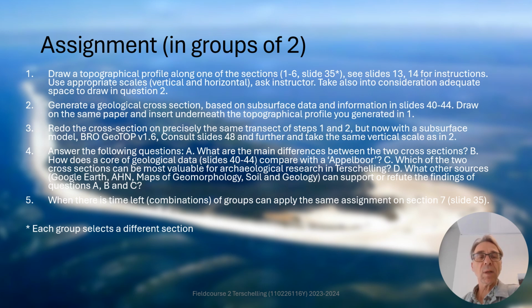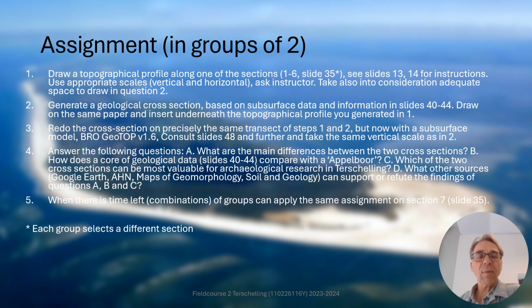But then, if you've done 1 and 2, you can redo the cross section on precisely the same transect as steps 1 and 2, but now with a subsurface model. I would not use the DGM, but I would use the GeoTOP V1 and consult slides 48 and further, and use the same vertical scale as in 2. So then you have a good way of comparing. But first make it with your own hands, with the cores, and then compare it with the GeoTOP model. That's a lot of introduction into the soil, the layers and the different units present.